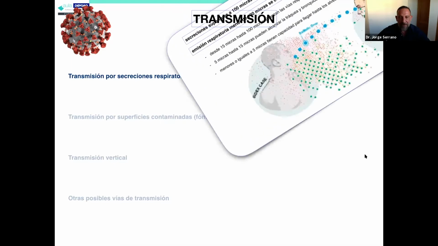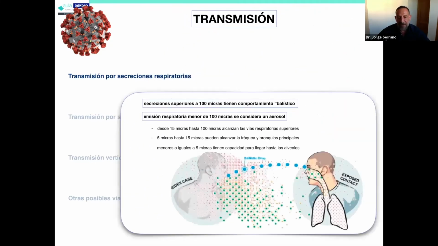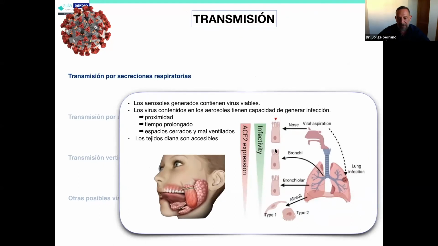We have different possibilities through respiratory secretions. As you know, these respiratory secretions, depending on their size, have different behaviors. For example, if they are bigger than 100 microns, they are going to have this ballistic drop effect, with these 1.5 meters of distance. But if they are smaller than 100 microns, they're going to behave like an aerosol. And depending on the size of the aerosol, they can reach the respiratory area. For example, between 15 and 100 microns, they can reach the upper respiratory tract, 5 to 15 microns, the trachea and the bronchi, and the smaller ones can reach the alveoli.